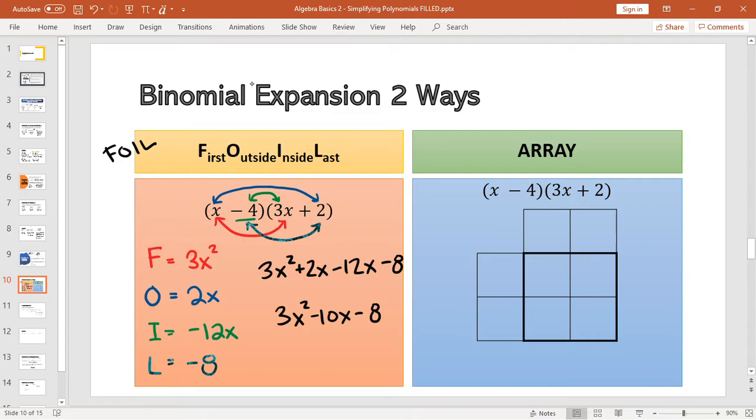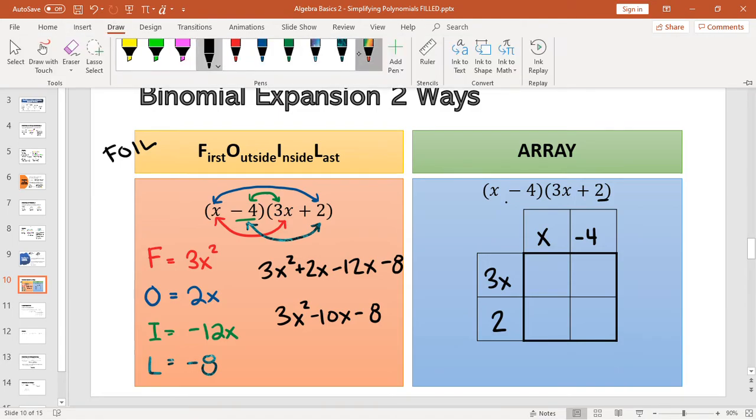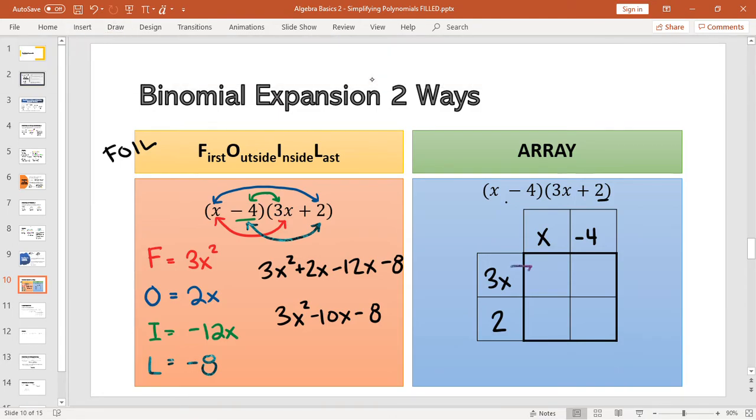The second method you can use, which is very popular in high school right now, is the array. What you do in the array is you write down your two binomials outside a box. It doesn't matter which goes where. So this is x, and this is the minus 4 from here. And then 3x plus 2, I don't have to write the positive down, from the second binomial. And then when you do the math for this, you just, like biology, multiply.